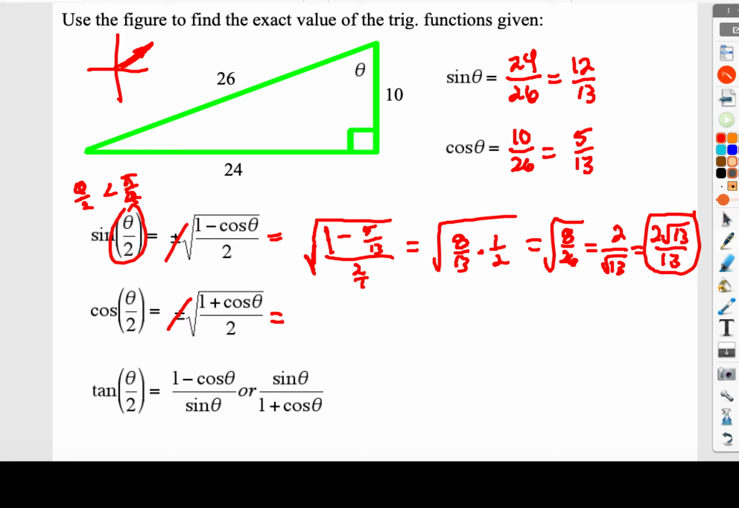Let's do the same thing for the next one. Notice this time we're going to add, so 1 plus 5/13 all over 2. But we can essentially follow the same rules. 1 plus 5/13 is 18/13.